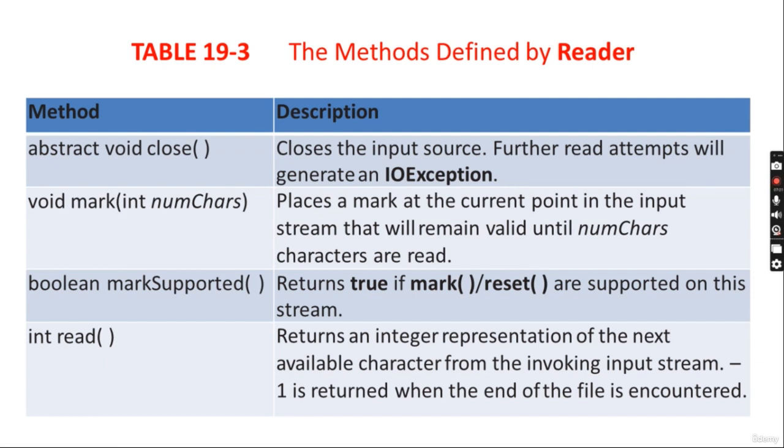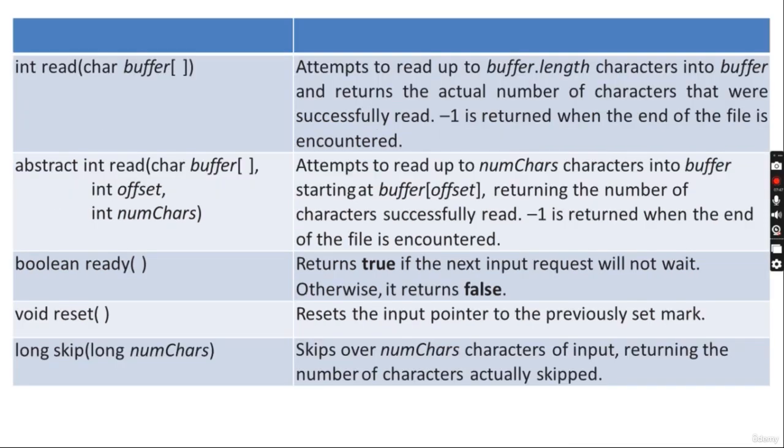Then boolean markSupported() returns true if mark and reset are supported on the stream. Int read() returns an integer representation of the next available character from the invoking input stream. -1 is returned when the end of file is encountered. So the character will be converted to int and it will be displayed.